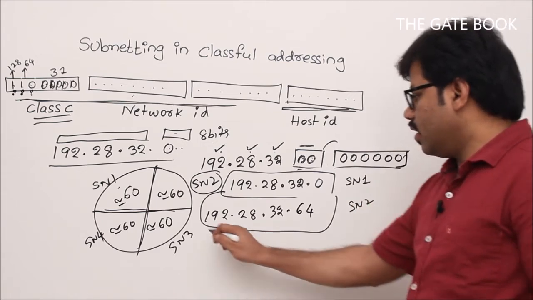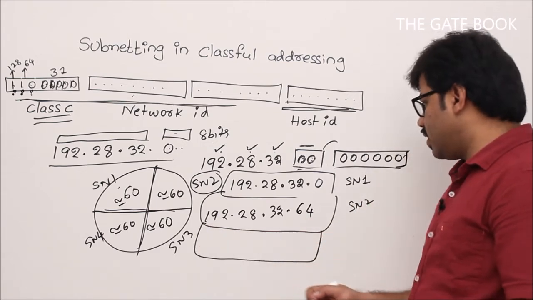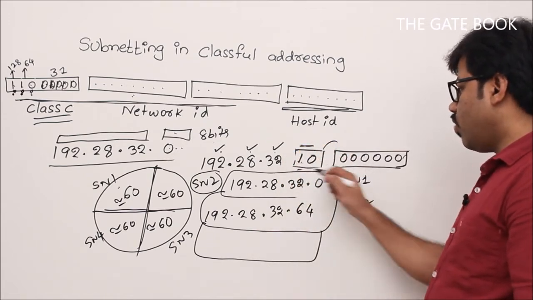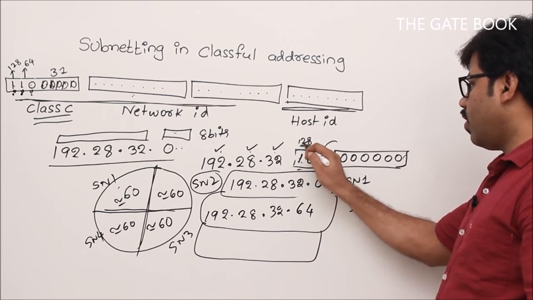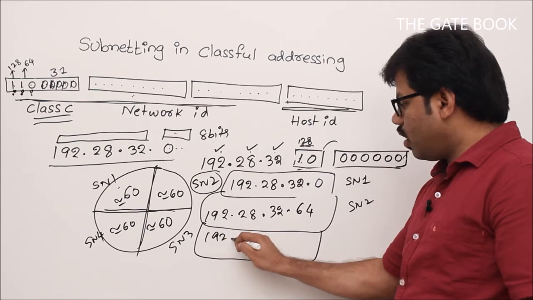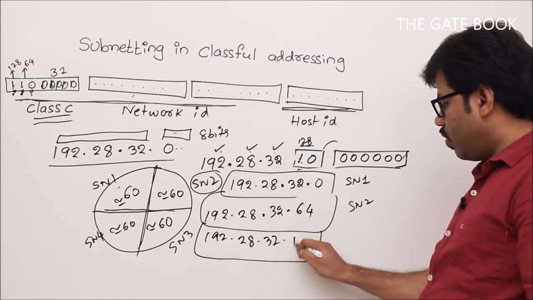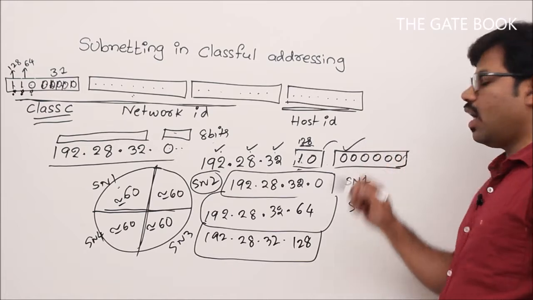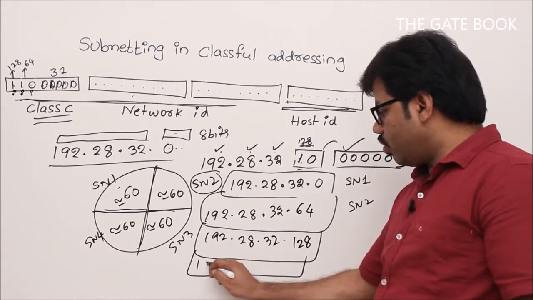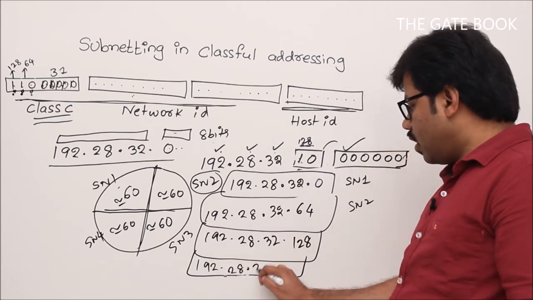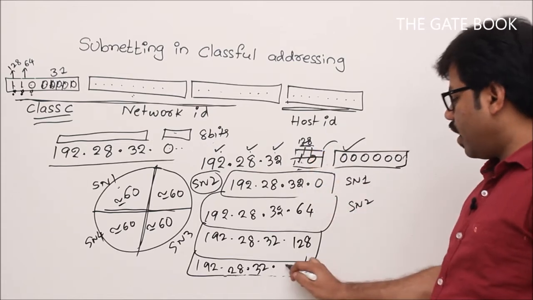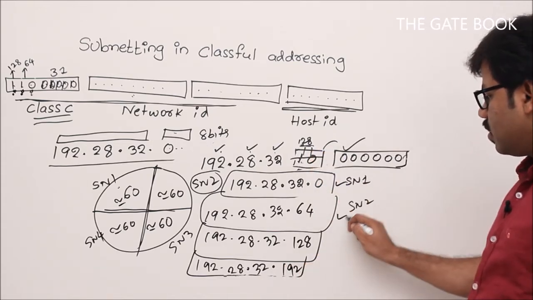Now similarly, the third subnet, definitely we can easily guess it. So 0 0 will become 1 0. If it is 1 0, then the weightage will be 128. All this is definitely 0, 128. You get 192.28.32.128. Remember one thing, the host part should always be 0 to get the network ID. The last subnet is, this time 11. That means 192. So these are all the various subnets.